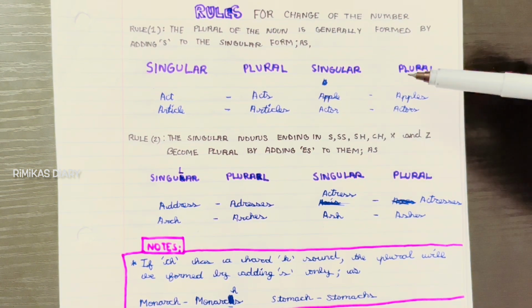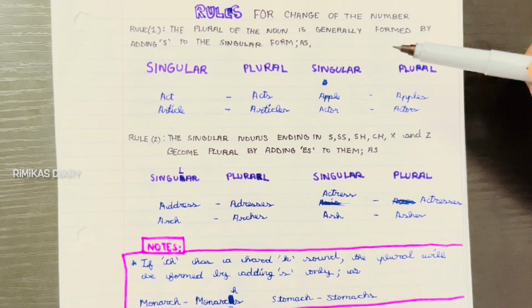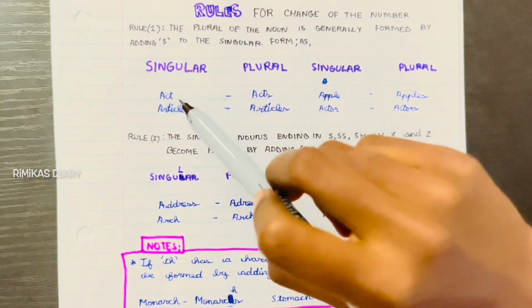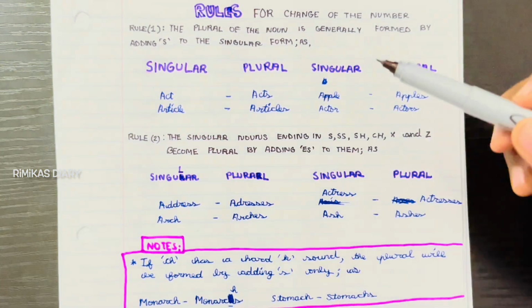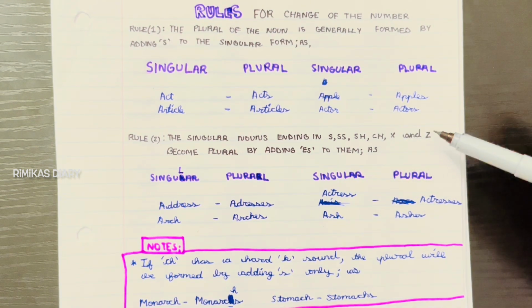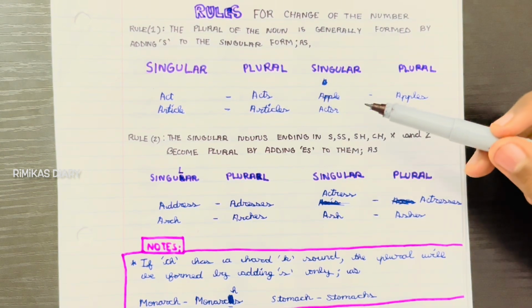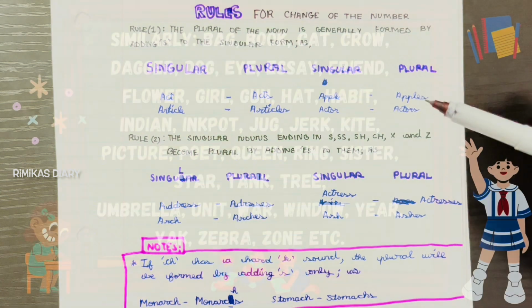Rule number 1. The plural of a noun is generally formed by adding s to the singular form. Singular, plural: act, acts; article, articles; apple, apples; actor, actors. So here we only added s at the end.